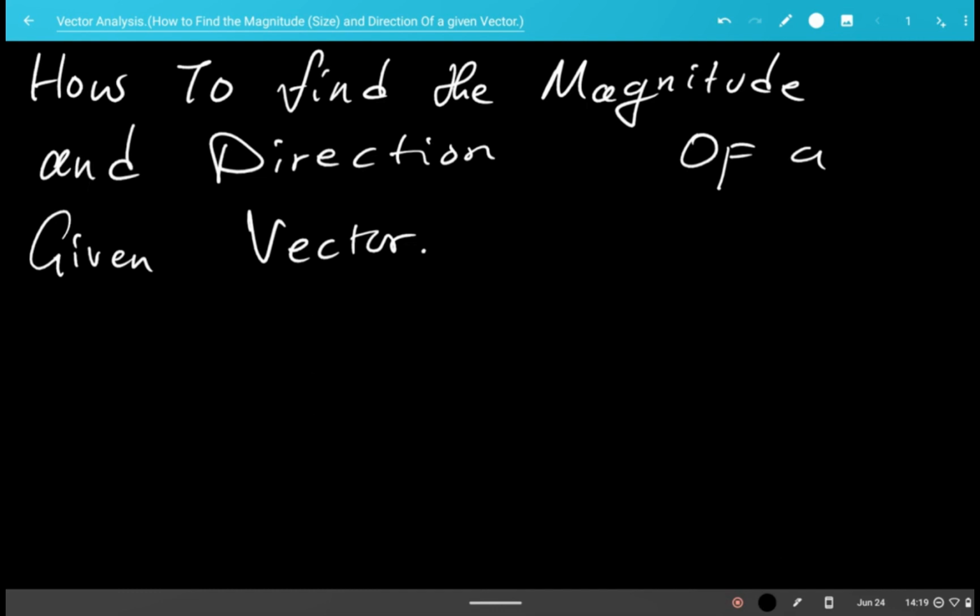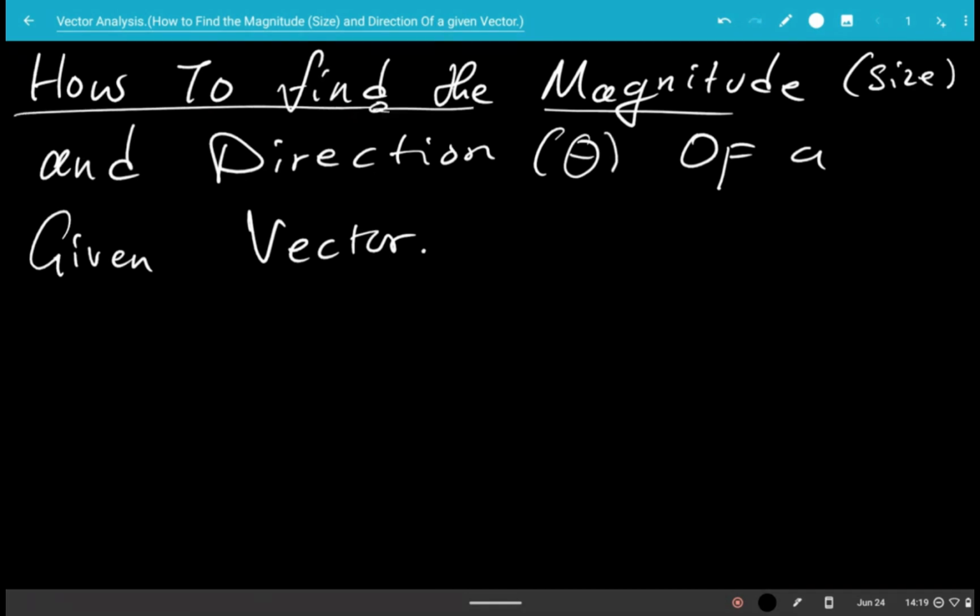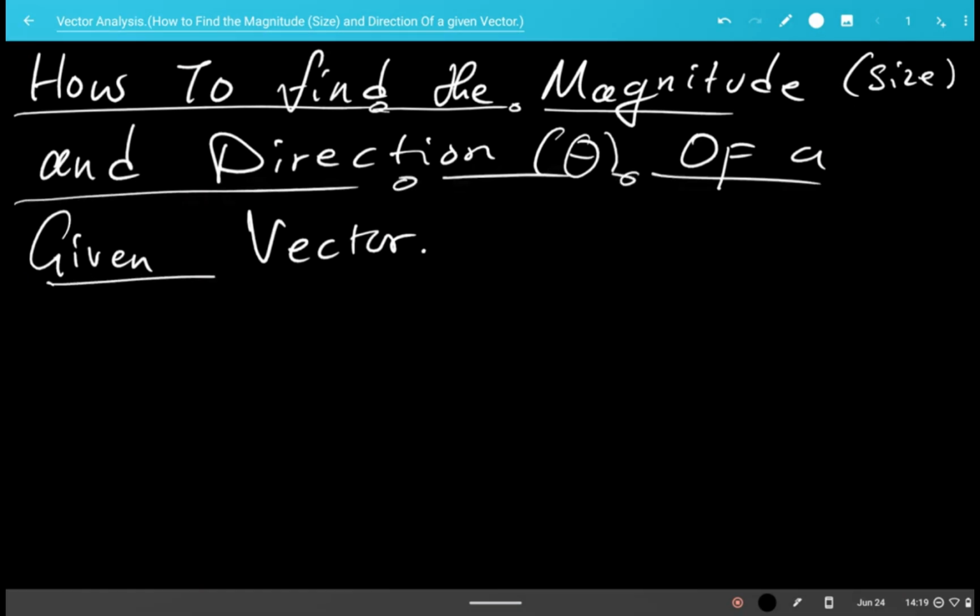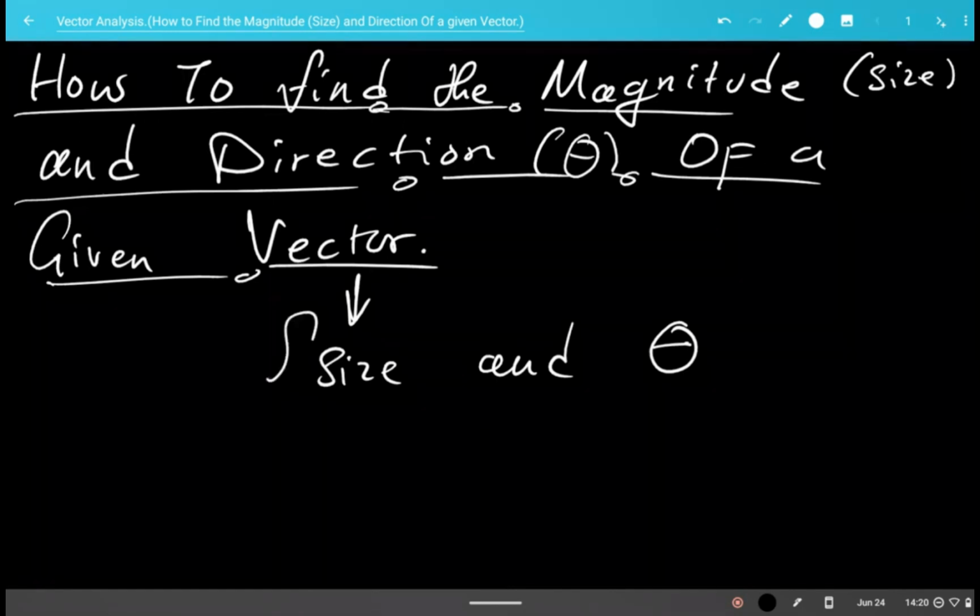So in this video, we'll be looking at a continuation from what we did the last time. We'll be focusing on how to find the magnitude, which is the size, and the direction, which is what we call theta, of a given vector. Let us recall that a vector is simply any quantity that possesses both size, which is the magnitude, and direction. Let's not forget this.